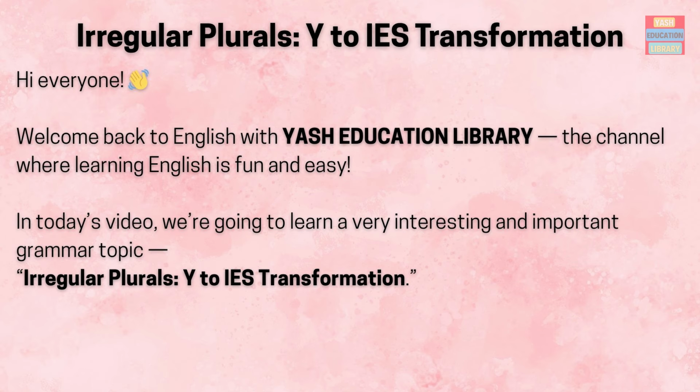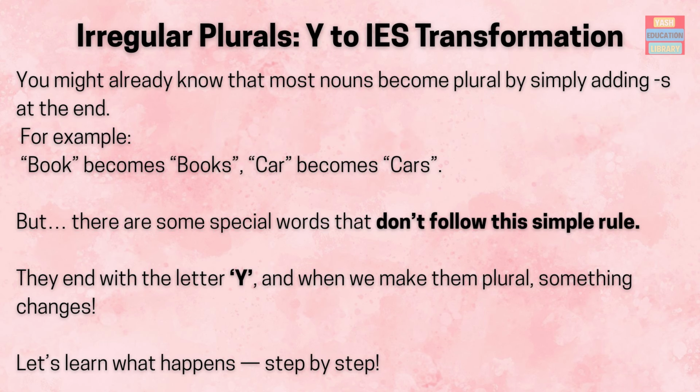In today's video, we are going to learn a very interesting and important grammar topic, that is irregular plurals, Y to IES transformation. You might already know that most nouns become plural by simply adding s at the end. For example, book becomes books, car becomes cars.